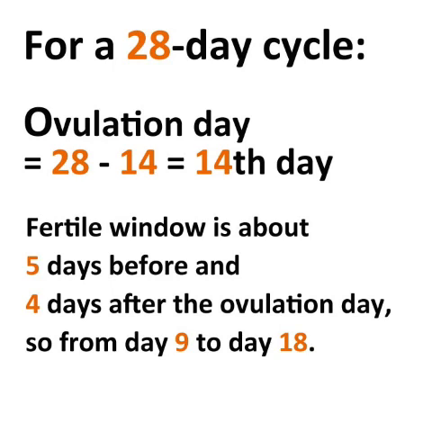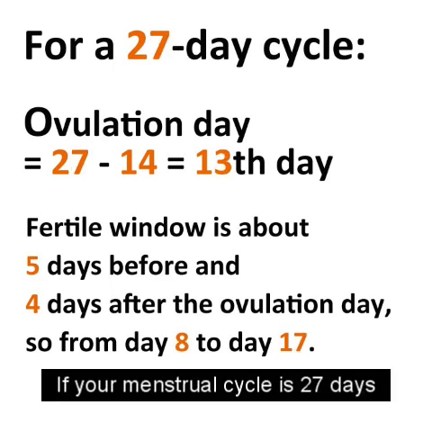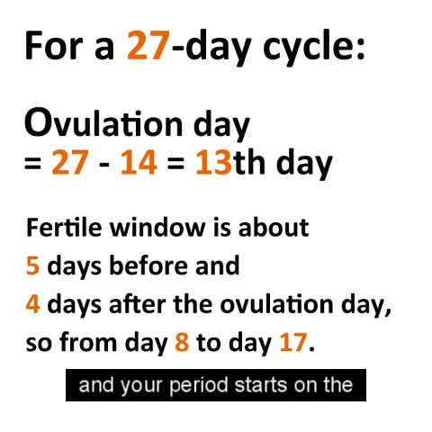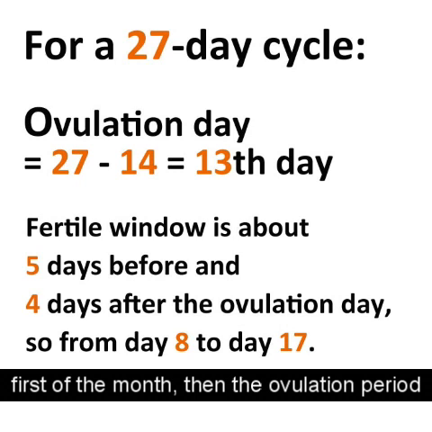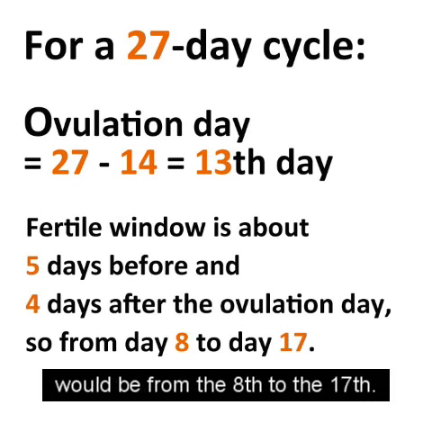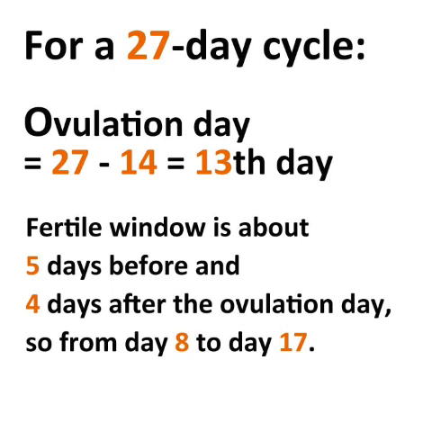If your menstrual cycle is 27 days and your period starts on the 1st of the month, then the ovulation period will be from the 8th to the 17th. For a 27-day cycle, ovulation day equals 27 minus 14, which equals the 13th day. Typically, the fertile window is about 5 days before and 4 days after the ovulation day, so from day 8 to day 17.